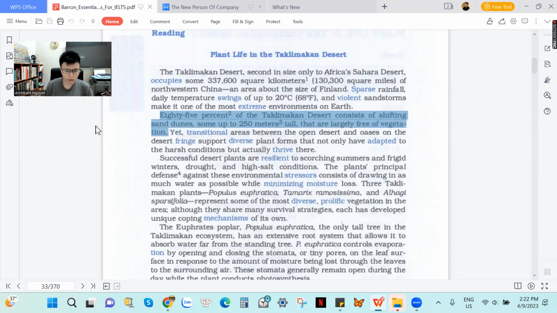of vegetation. First word for you to pay attention to, that is the word consist of, include or contain. 85% of the Taklimakan Desert includes shifting sand dunes. Sand dunes are not sandstorms. Sand dunes are not sand winds. Sand dunes are just like hills of sand on the desert.